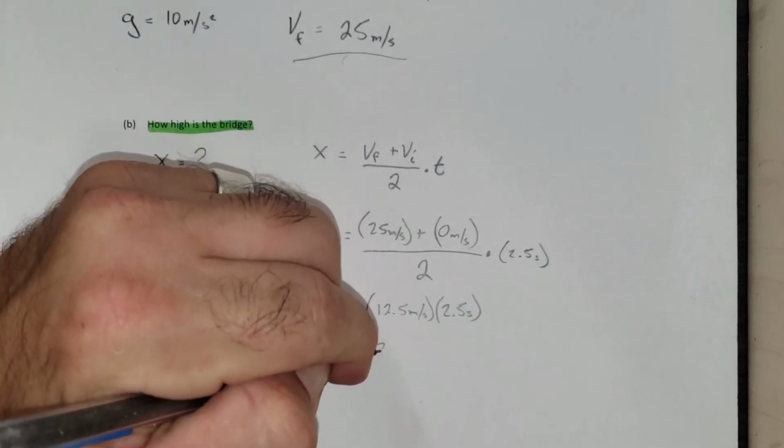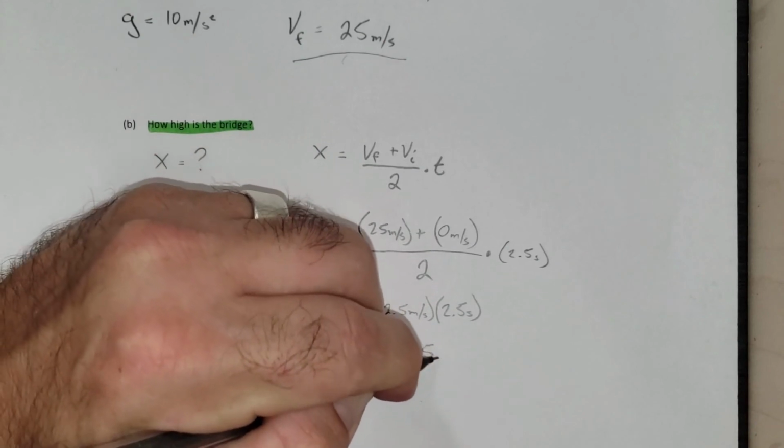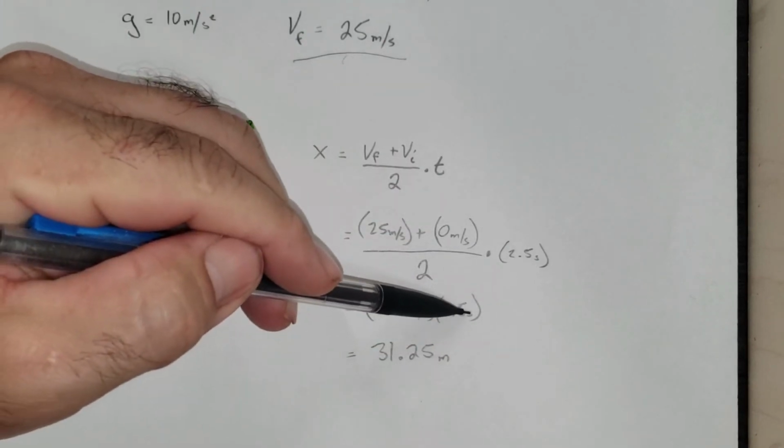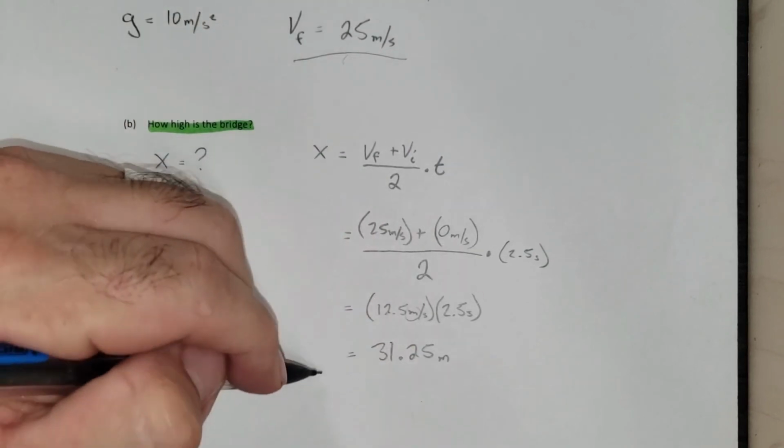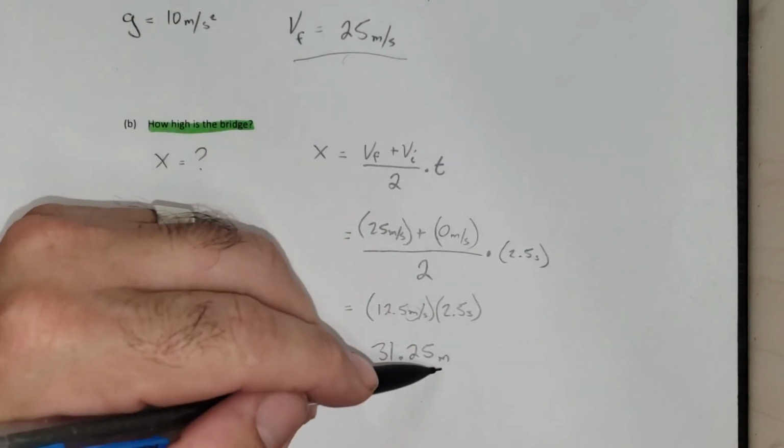So 31.25 meters, because seconds cancels with seconds and we're left with meters alone. 31.25 meters equals our displacement.